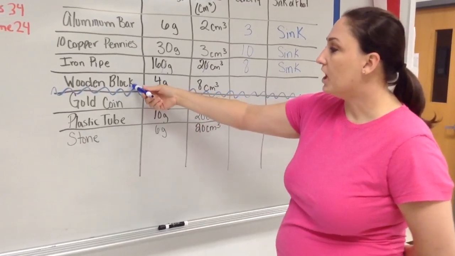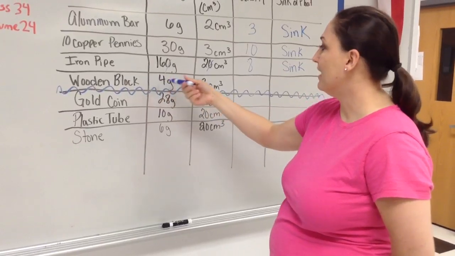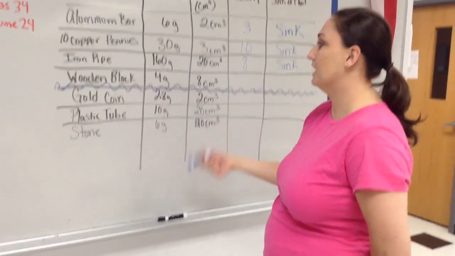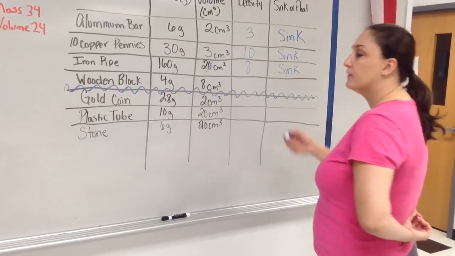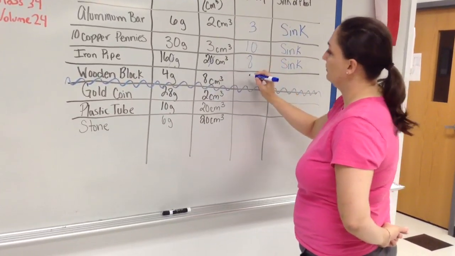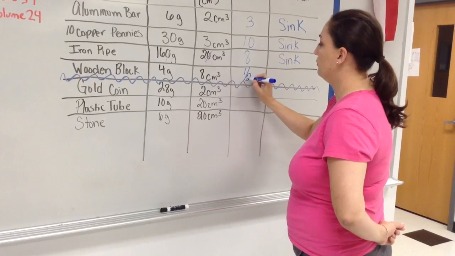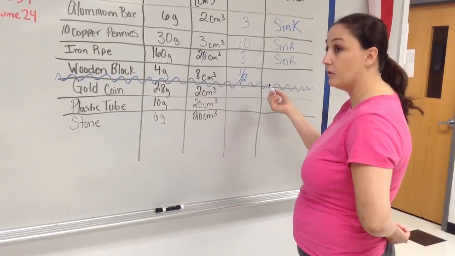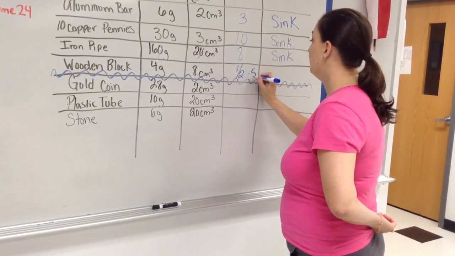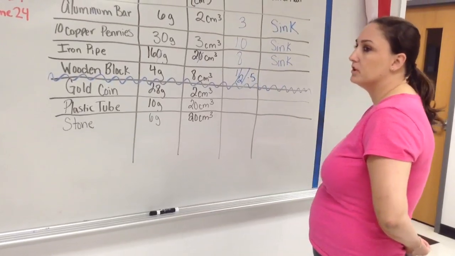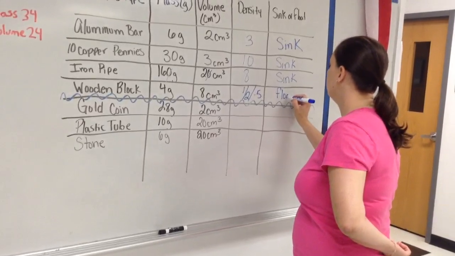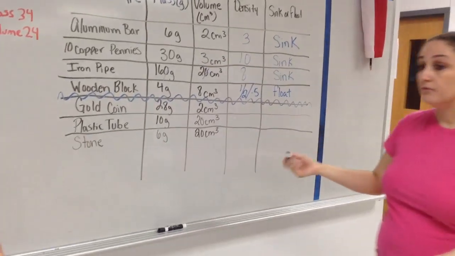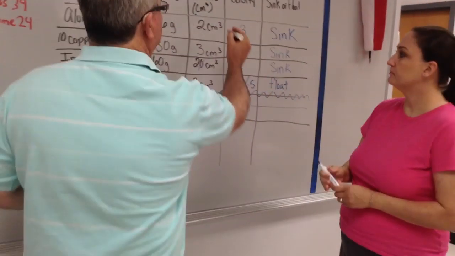Then we have a wooden block. 4 grams is the mass. The volume is 8. Now this is different. Mass is less than volume. So it'd be 4 over 8. 4 divided by 8 is 1/2, or if you were using a calculator, which is okay at this point, it could be 0.5. Is that more or less than 1? That's less than 1, so this one is going to float.